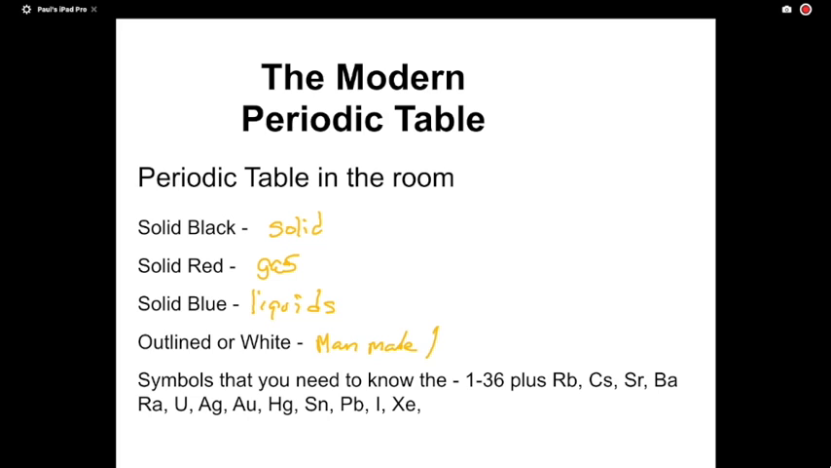or radioactive to the point that they don't stick around long enough. They're the ones that tend to have on them the weights that are in parentheses, meaning that they don't last long enough for us to even measure them well. Okay? And so the white ones are completely made up or synthesized in laboratories.